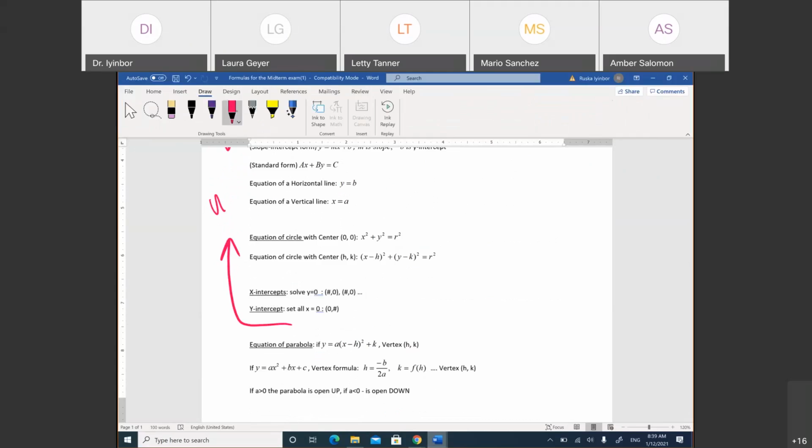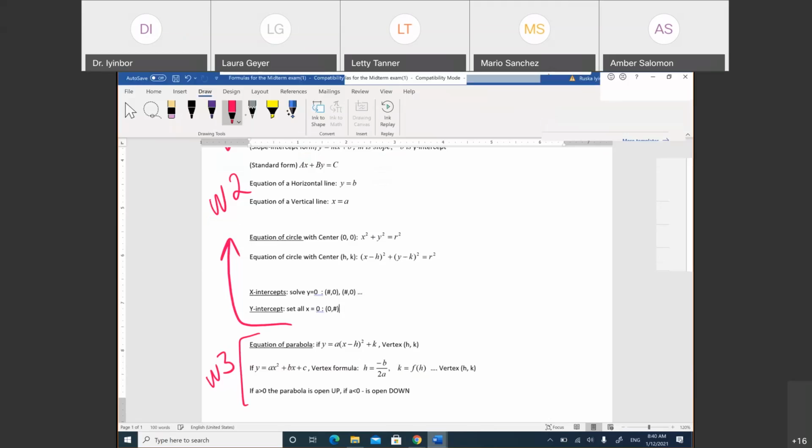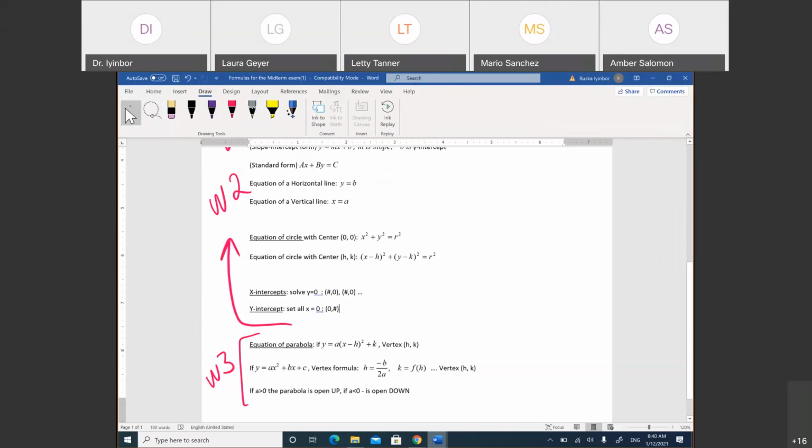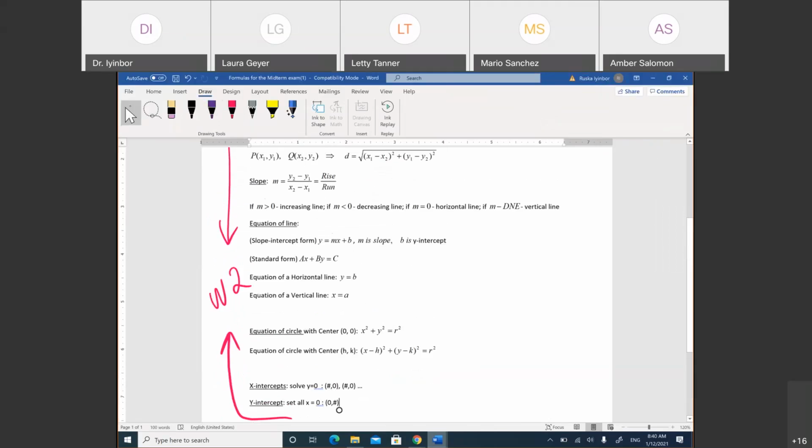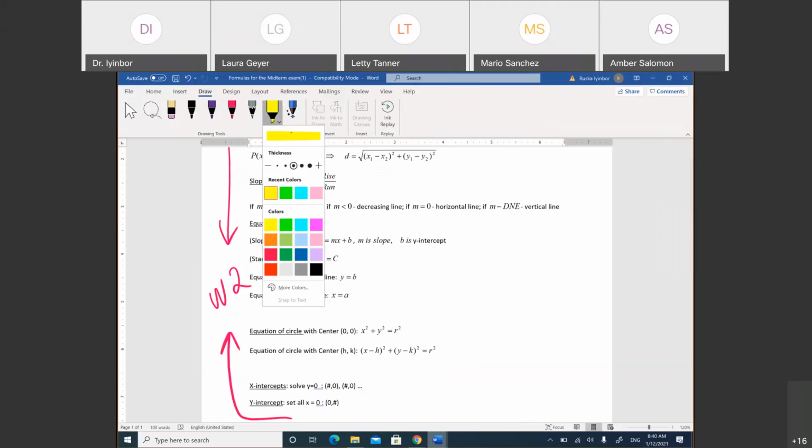So this is week 2. And then this should be week 3. We're going to talk about quadratic equation of parabola next week. Okay, so now we're talking about equation of line, and this is equation of line.